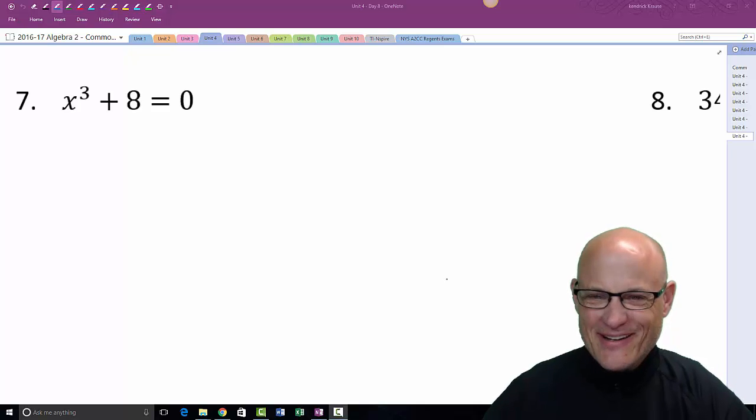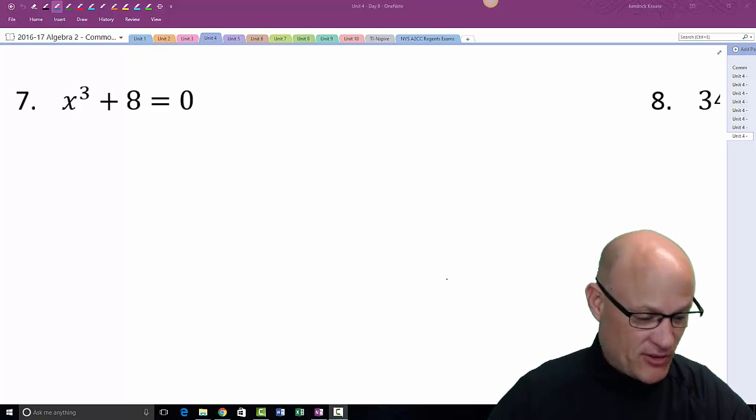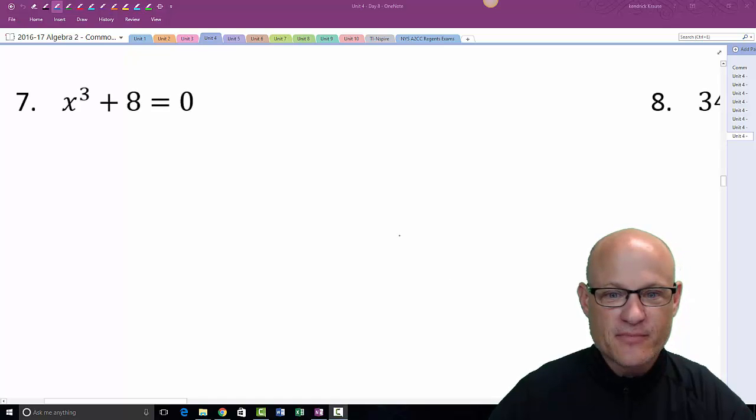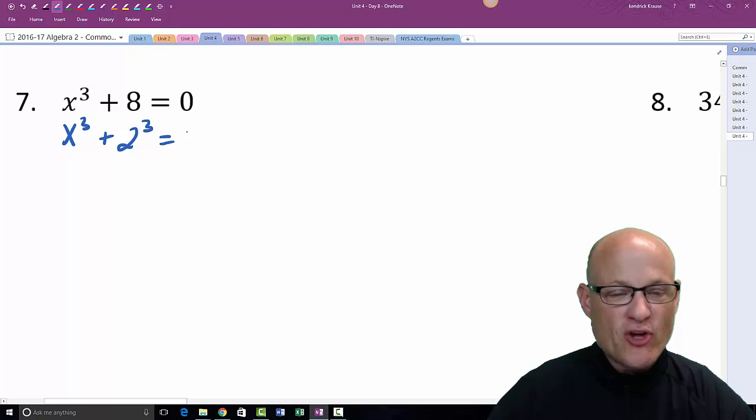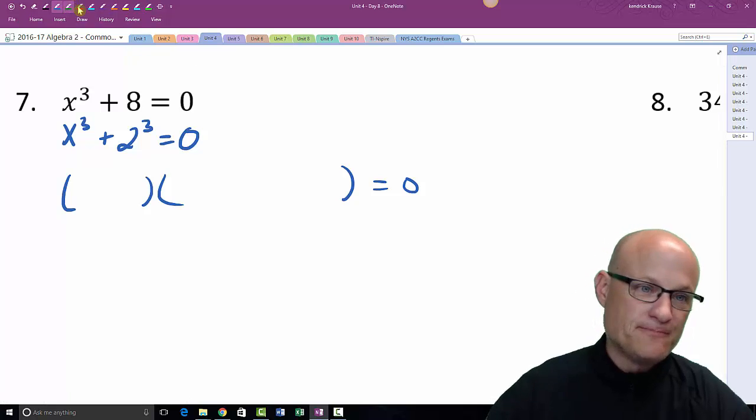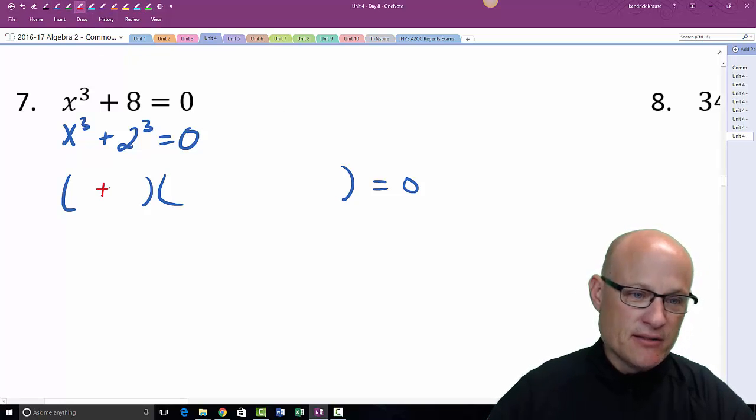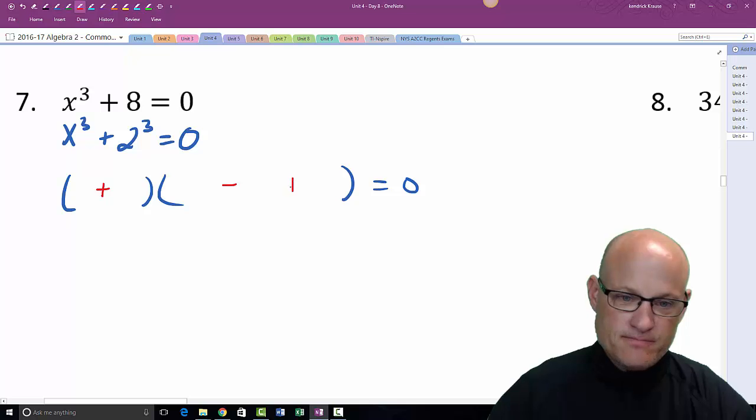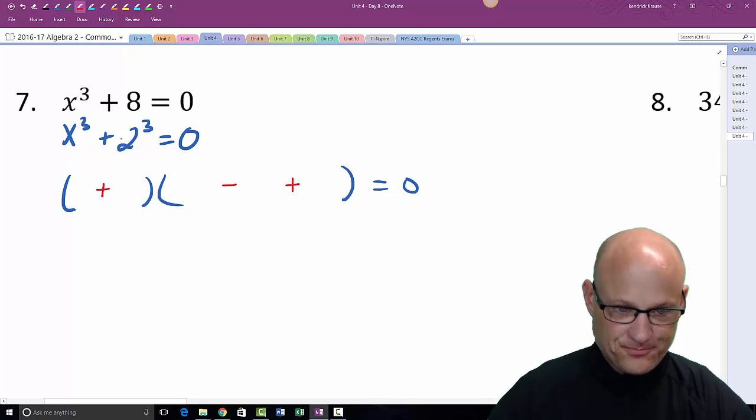This one looks pretty easy, doesn't it? You're going to find this is probably one of the more difficult questions we're going to run into right here. But it looks pretty easy. You should recognize this as x cubed plus 2 cubed, which means we have the sum of perfect cubes, which means it's going to be a binomial times a trinomial. Do you remember? Keep the sign, change it. Last one's always positive.